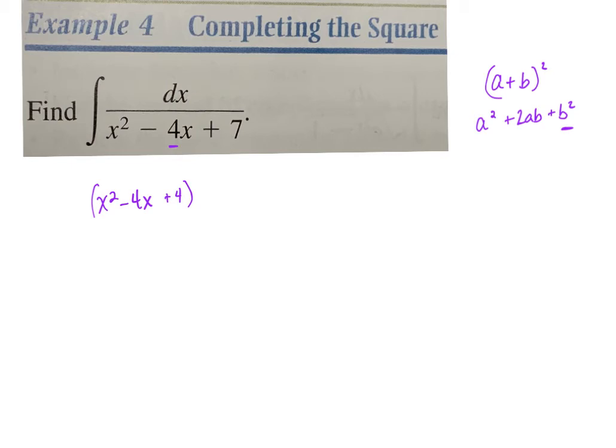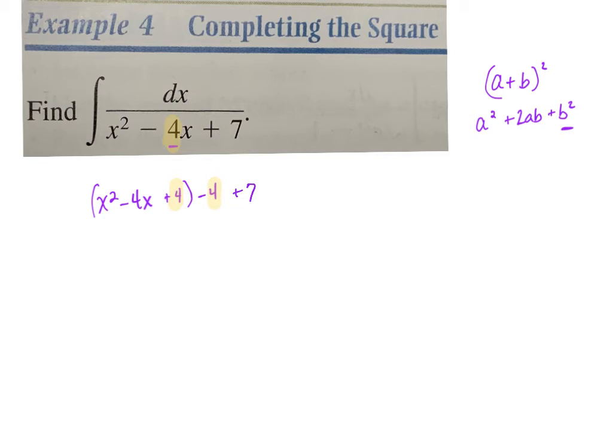It's a perfect square. However, I can't just randomly add 4s, right? If I randomly add 4s, then I've changed my function. So I'm going to add a 4, and then I'm going to also subtract a 4, which means I haven't changed it, right? I added 0. You're going to take your middle number, cut it in half, and then square it. And that's how I decide that I have a plus 4 minus 4. And then, of course, I have a plus 7 already attached to my function. So I added a 4 and subtracted a 4. Doesn't affect my function, okay?